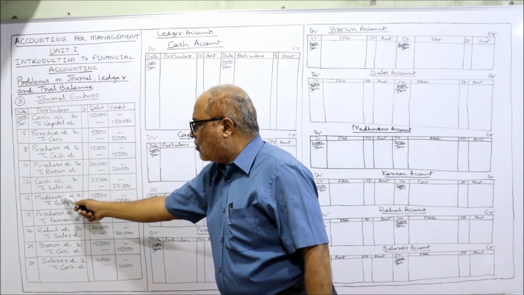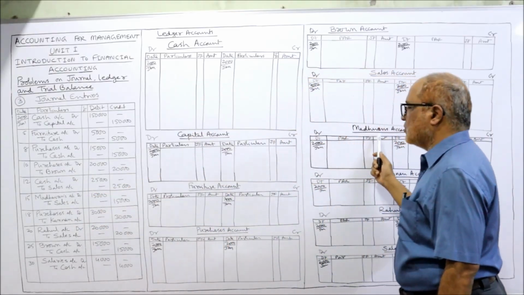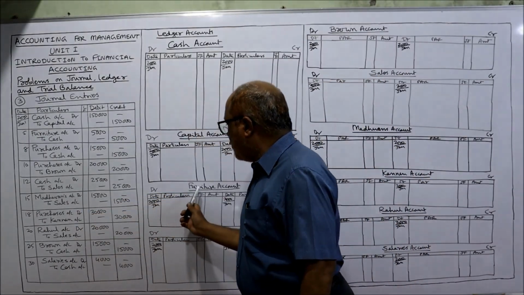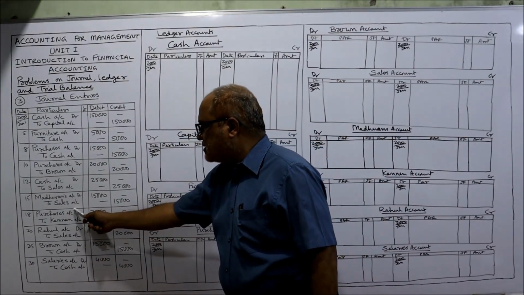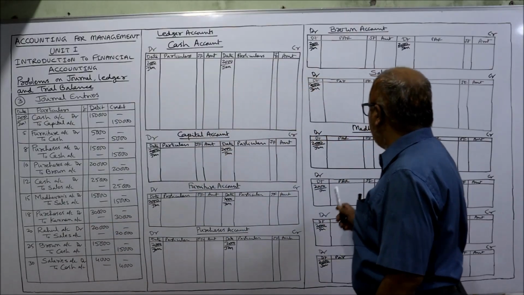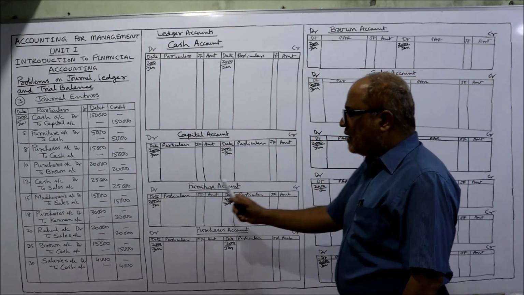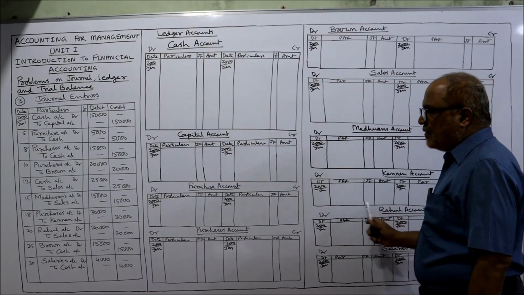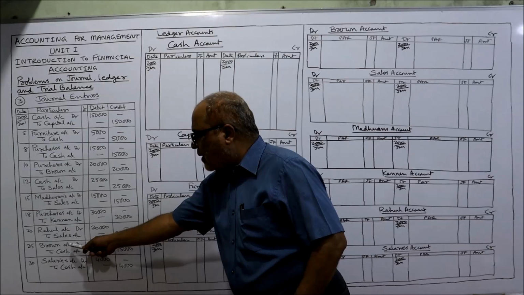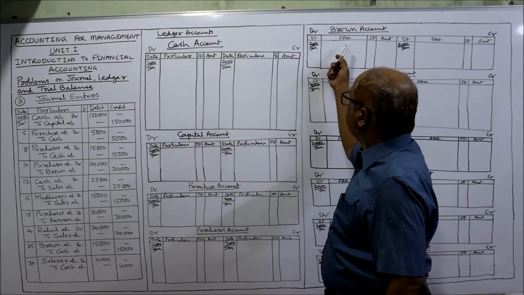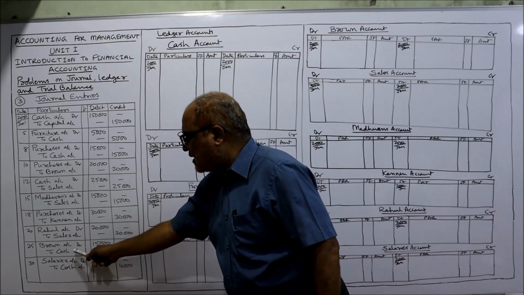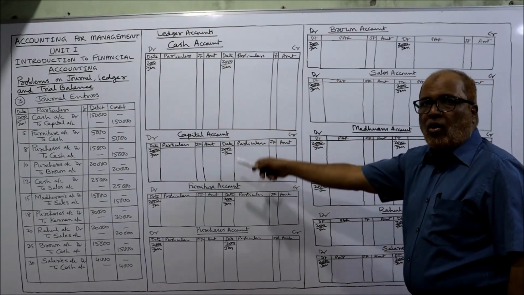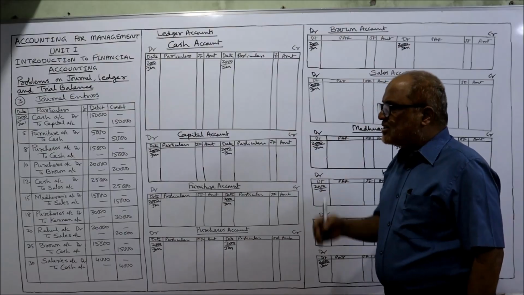Then Madhavan's account we have to open. Here Madhavan's account. Sales account we have already opened. Purchase account already we have opened here. Kannan's account. Here I have opened Kannan's account. Then Rahul account. Rahul account I have to make. Here Rahul account. Then sales account already prepared. Brown account already prepared here. Cash account is there. Salaries account. Here salaries account. So we have opened all the ledger accounts.